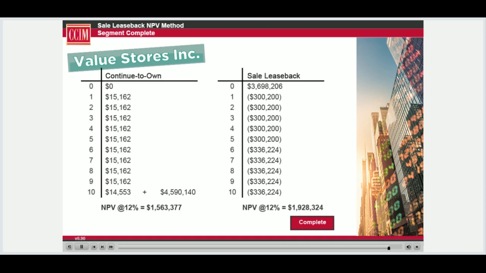The sale-leaseback alternative produces a positive financial benefit of $2,131,870 compared to $1,502,529 produced by the continue-to-own alternative.